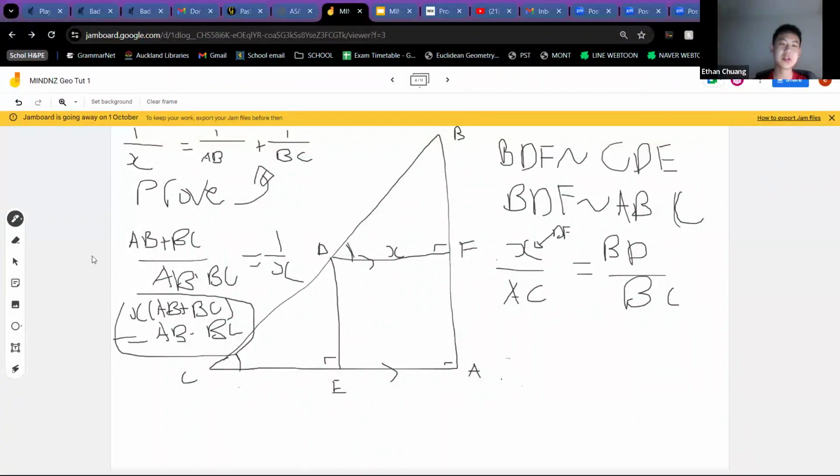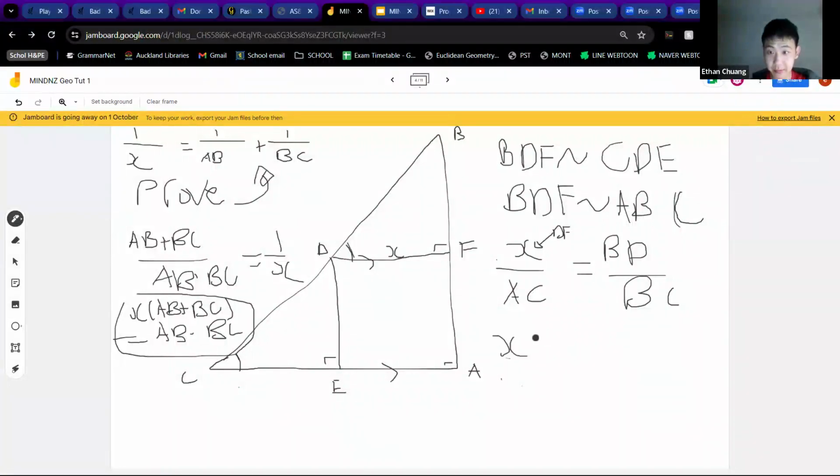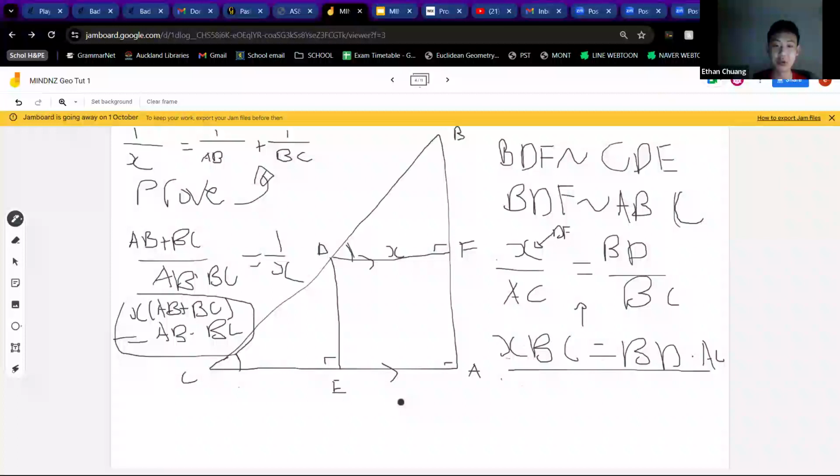So basically this question is just doing a bunch of ratio chasing, I guess. You just list out a bunch of ratios until you get this basically. So I guess we can try X times BC equals BD times AC. That's what you get from this, right? So we get this, right? Oh, this. That's true, right?